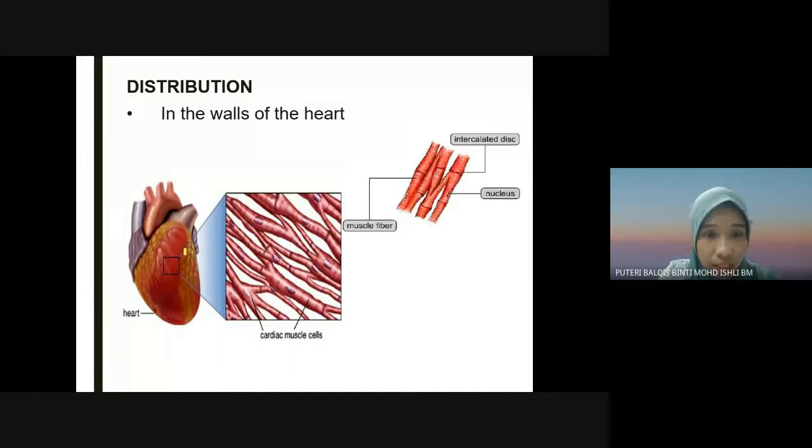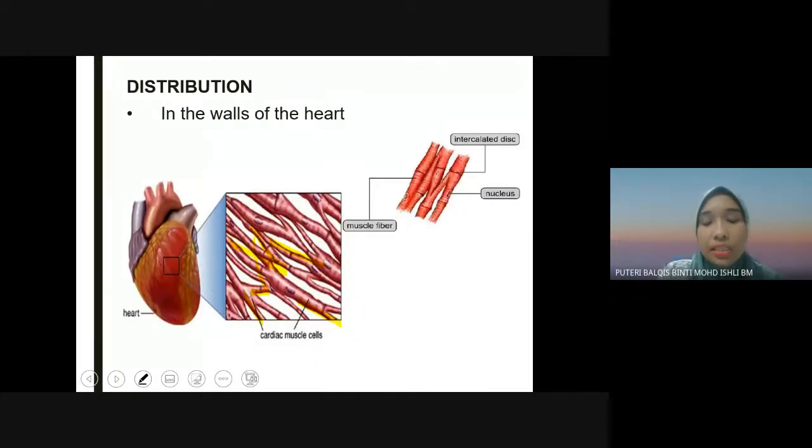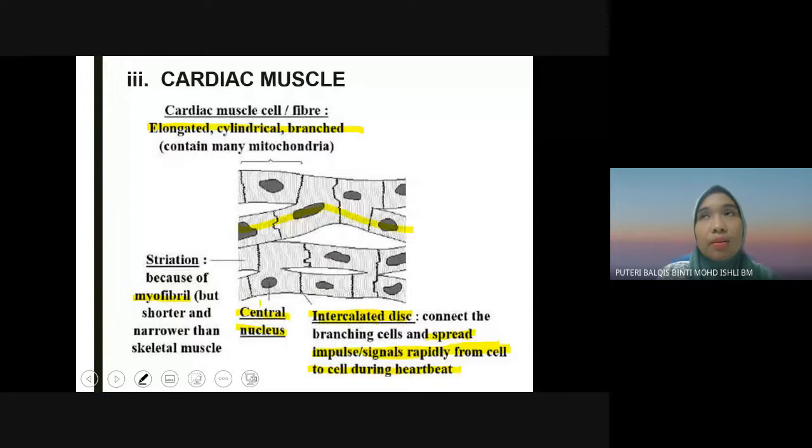Also distribution: located in the wall of the heart. So duduk kat sini lah. So awak tengok ni dia ada branching. And central nucleus of course. Dia ni cardiac muscle dengan siapa tadi mula-mula? Dengan smooth muscle adalah dua type of muscle yang ada nucleus yang duduk dekat tengah. Kalau untuk skeletal muscle tadi, nucleus dia duduk dekat peripheral, dekat dengan plasma membrane.